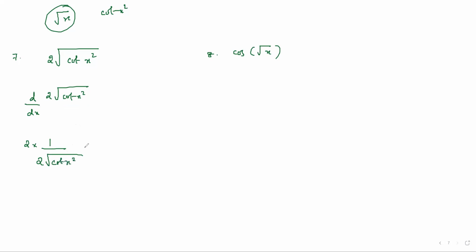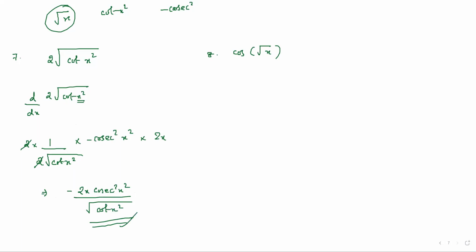So 1 by 2 root cot x square into, what is the inner function? Cot. And what is the derivative of cot? Minus cosec square. So minus cosec square x square into the derivative of x square, which is 2x. Can you cancel this 2 and 2? Yes. So the final answer can be written like this: minus 2x cosec square x square by root cot x square. Clear?